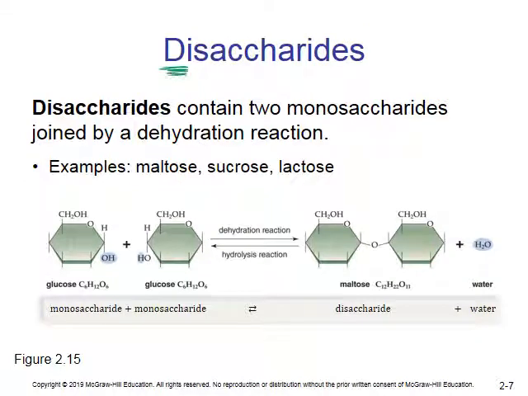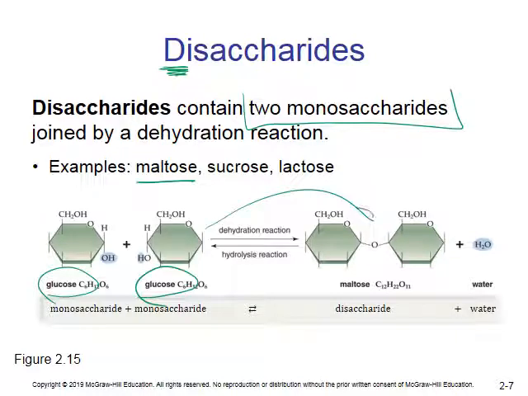I wanted to talk about disaccharides next. It's when you join 2 monosaccharides. We haven't really gotten to big polymers yet. Those are coming up in just a second. But a disaccharide is just taking 2 sugars and linking them together. So we have maltose, which is if you take a glucose and a glucose and you link them together via the dehydration reaction, you get a disaccharide called maltose.